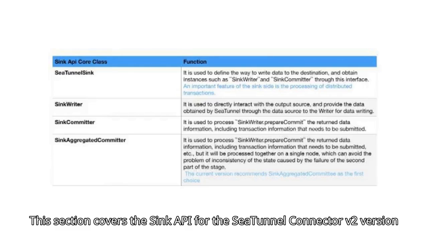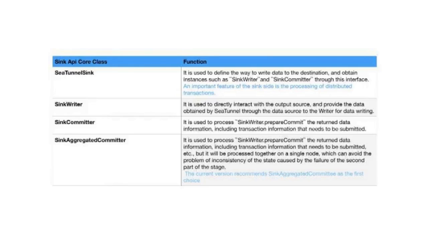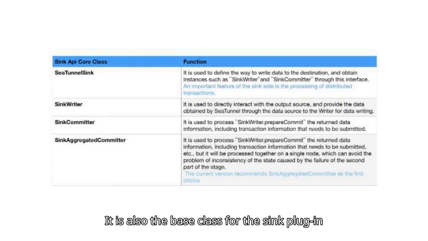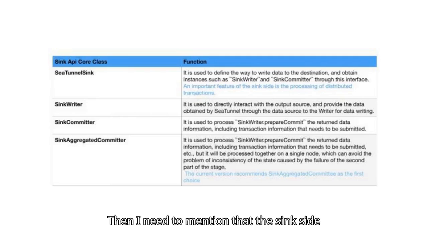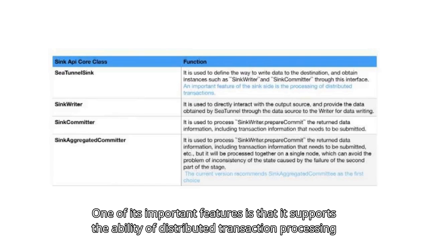This section covers the Sink API for the SeaTunnel Connector V2 version. With regard to the Sink API, its core class, the first one is this SeaTunnel Sink. Similarly, it is also the base class for the Sink plugin. All Sink connectors are based on this interface. Then I need to mention that one of the important features of the Sink side is that it supports the ability of distributed transaction processing.